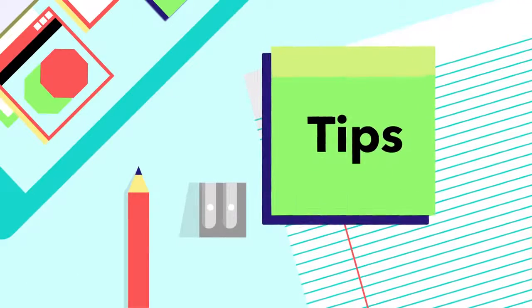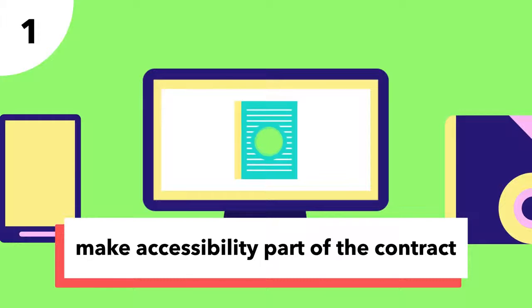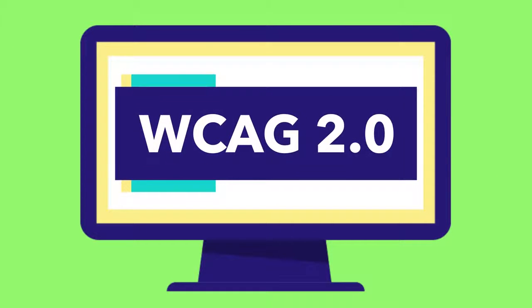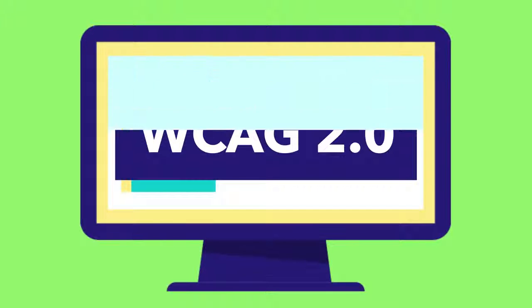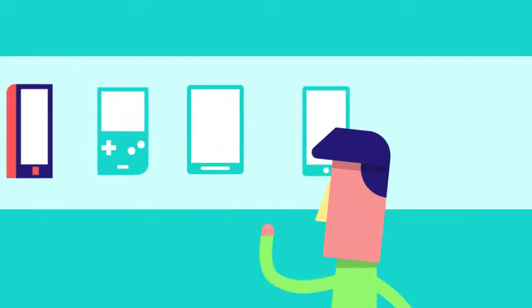Here are some tips. If you're commissioning an app, software or website, make accessibility part of the contract. Refer to the Web Content Accessibility Guidelines version 2, WCAG 2.0, and British Standard 8878. Ideally, include disabled users in your testing.